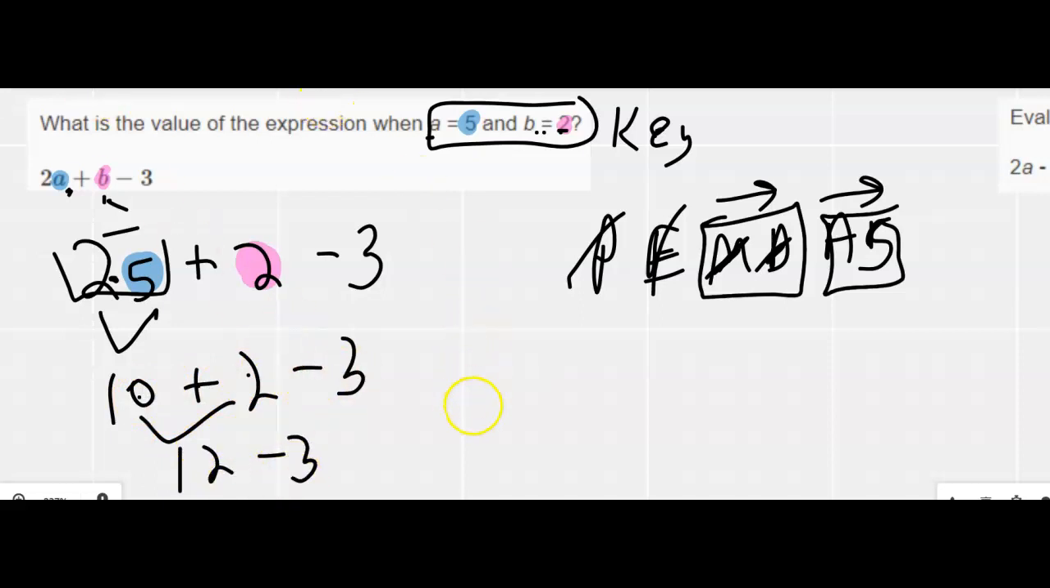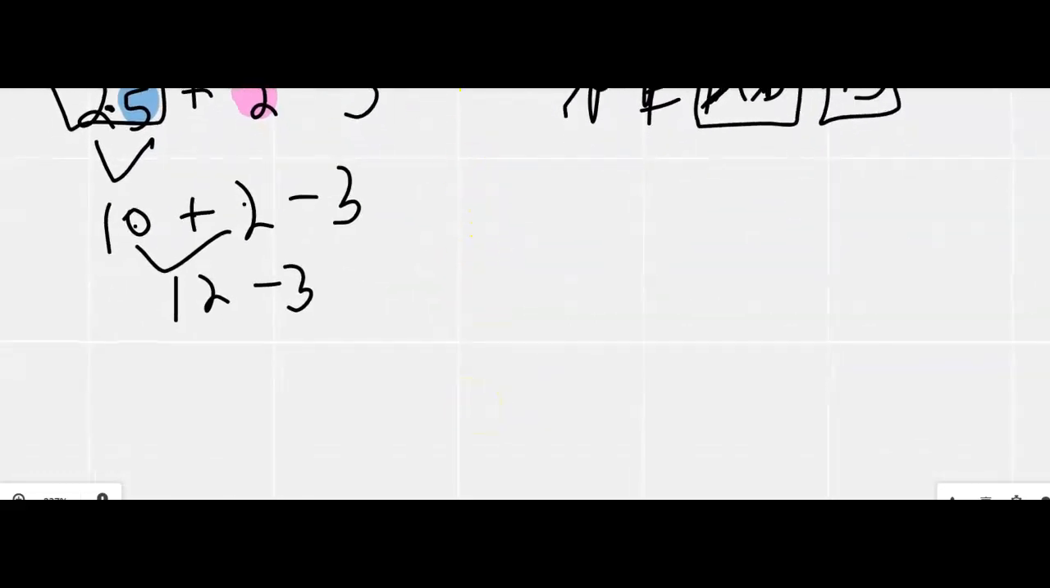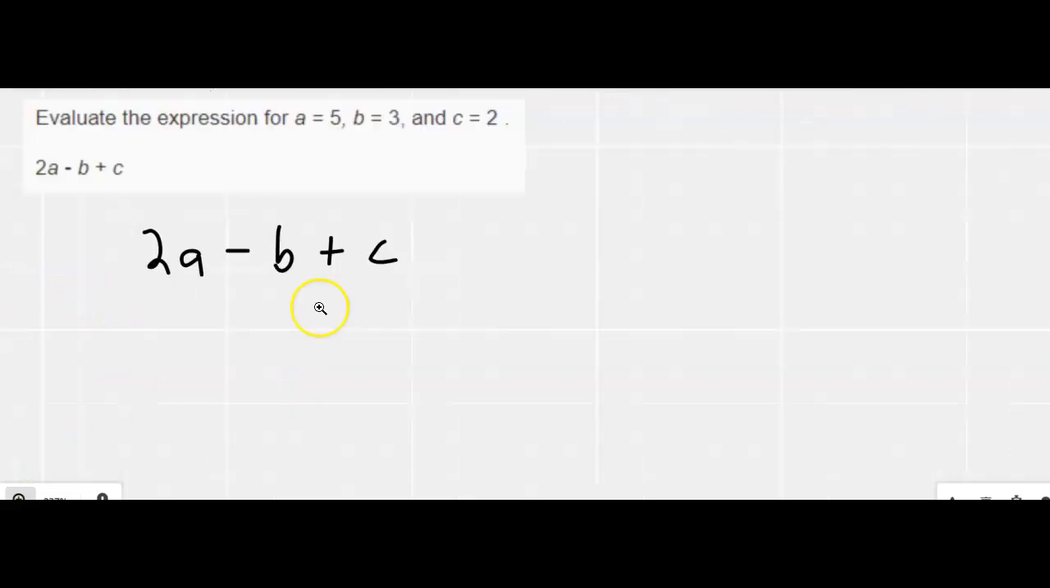And this is the great thing about having an infinity board. Oh, yes. Oh, that's so satisfying and gratifying. 12 minus 3 is, see, a 9. Ta-da, answer. All right, I'm going to do this last one without using color coding. Just kind of like replacing, substituting.